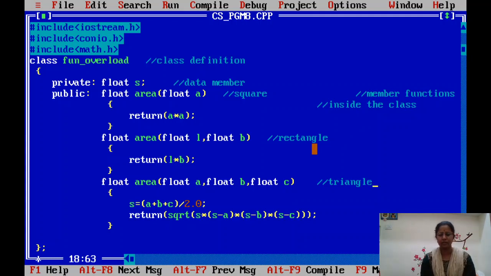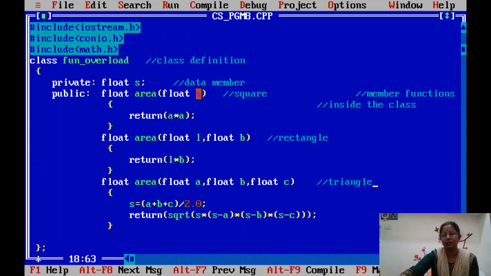This is the area code to find the area of a triangle. They will ask where you have implemented the code for rectangle, L into B; where you have implemented square, A into A; and where you have implemented triangle, square root of semi-perimeter with all three sides. Okay, students, this is just a formula.